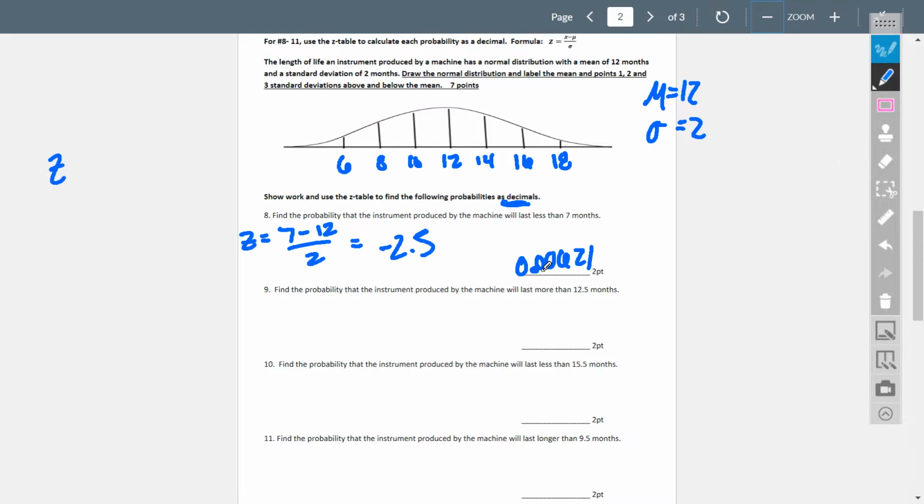Number 9, find the probability that the instrument produced by the machine will last more than 12.5 months. So 12.5 is like right here. Once again, we have to use the z-score: 12.5 minus the average over 2.